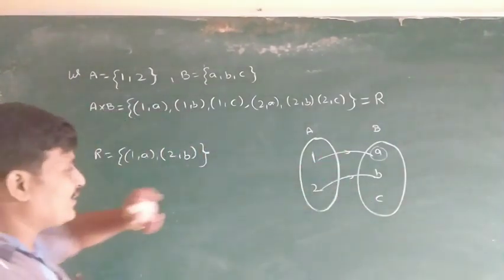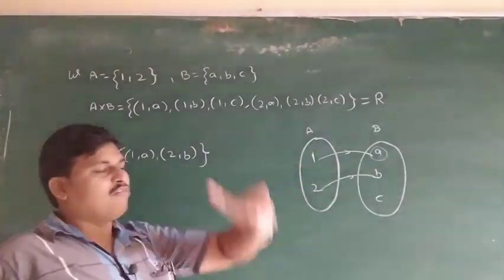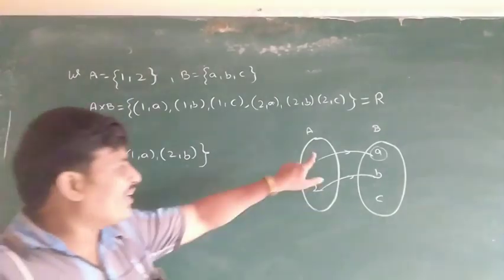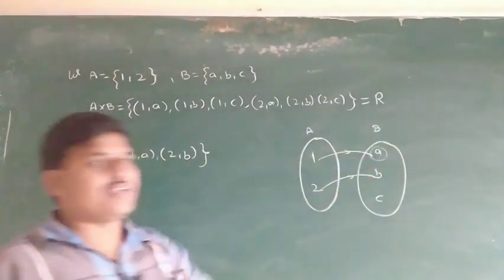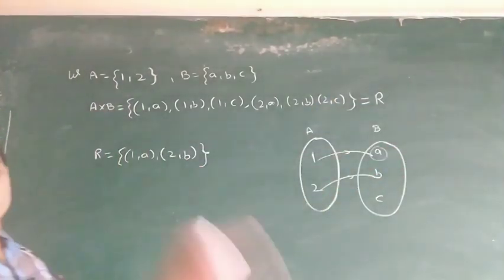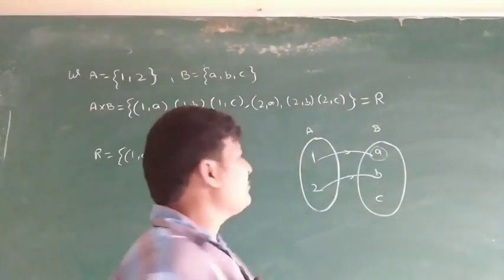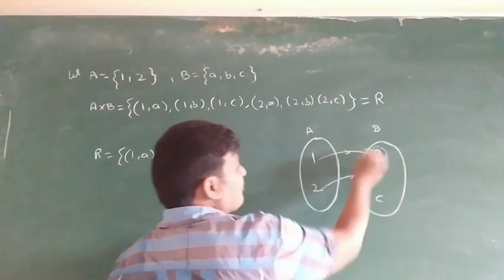What is A? A is the image of 1, B is the image of 2, 1 is the pre-image of A, reverse, pre-image. Okay, image means mapping is A to B. A to B means 1 is to A, A is the image of 1.